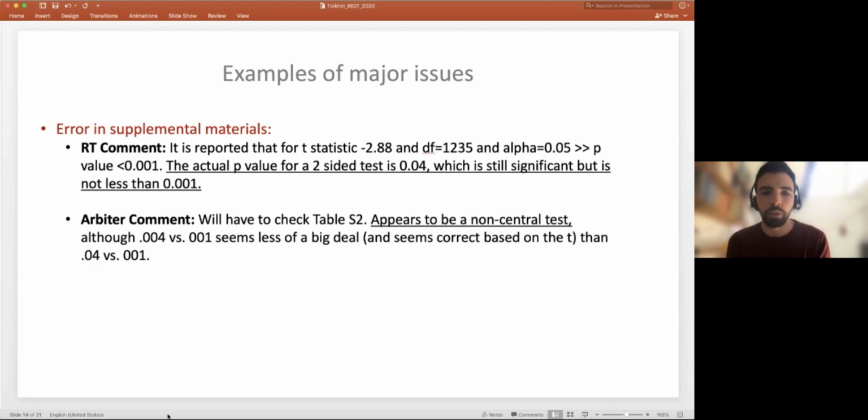And also there was a critical error, for instance, in the supplemental materials. So there was a p-value that was calculated wrongly. It was calculated as less than 0.001, but it was actually 0.4. It wasn't for a critical test, but if you end up doing corrections for multiple comparisons, it becomes not significant. And so it's still an error, and you don't want that kind of stuff in there.